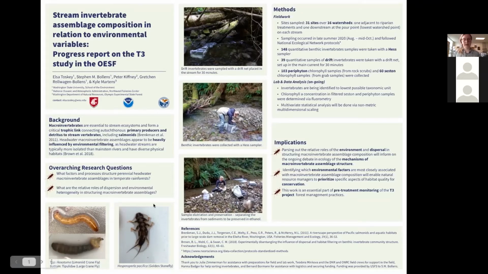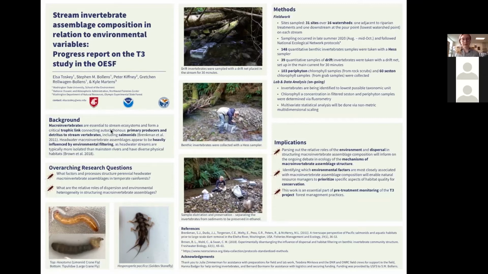And so down at the bottom here, you can see a few of the invertebrates I collected from the OESF streams. On the left are cranefly larvae. The top is Hexatoma, and then the bottom is Stapelidae. And then on the right, this is a stonefly larva.